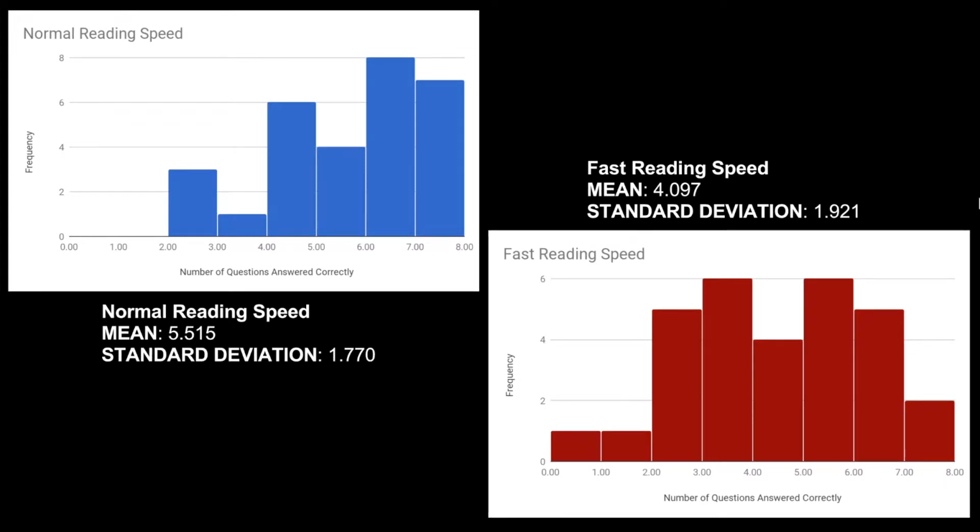Here is a graphical representation of the data collected. The normal reading speed histogram is skewed left, whereas the fast reading speed histogram is somewhat bimodal. The mean score of the normal reading speed treatment is greater than that of the fast reading speed treatment, 5.515 as opposed to 4.097, and the fast reading speed has a greater standard deviation than the normal reading speed, 1.921 as opposed to 1.770. There are no outliers in either treatment.